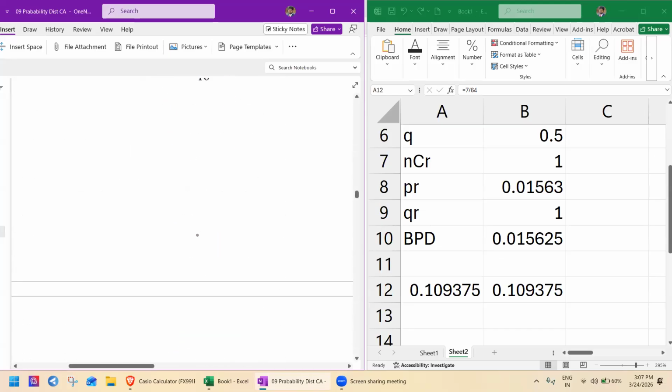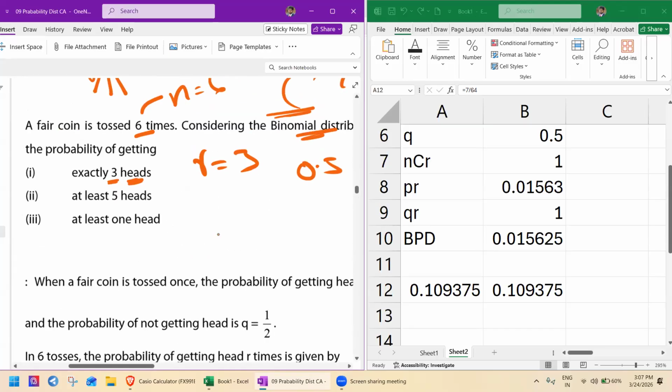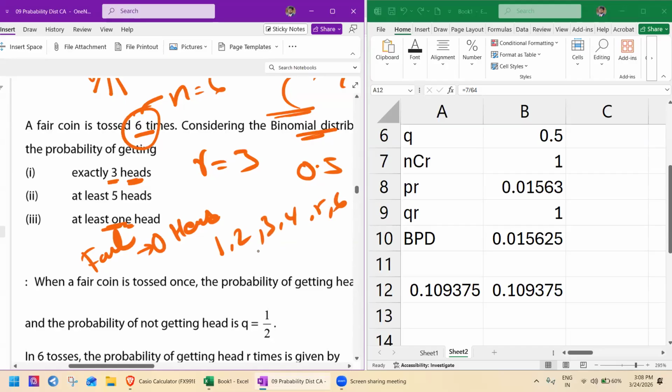The third question, at least one head in the 6 tosses, the coin toss 6 times. What's the probability of getting at least one head? So when you get failure, if you are unable to get any head, you will get failure. It means 0 head. This time only you fail. Other times, if you get 1 head, you pass, you succeed. If you get 2 heads, you succeed. 3, 4, 5, 6, you succeed.